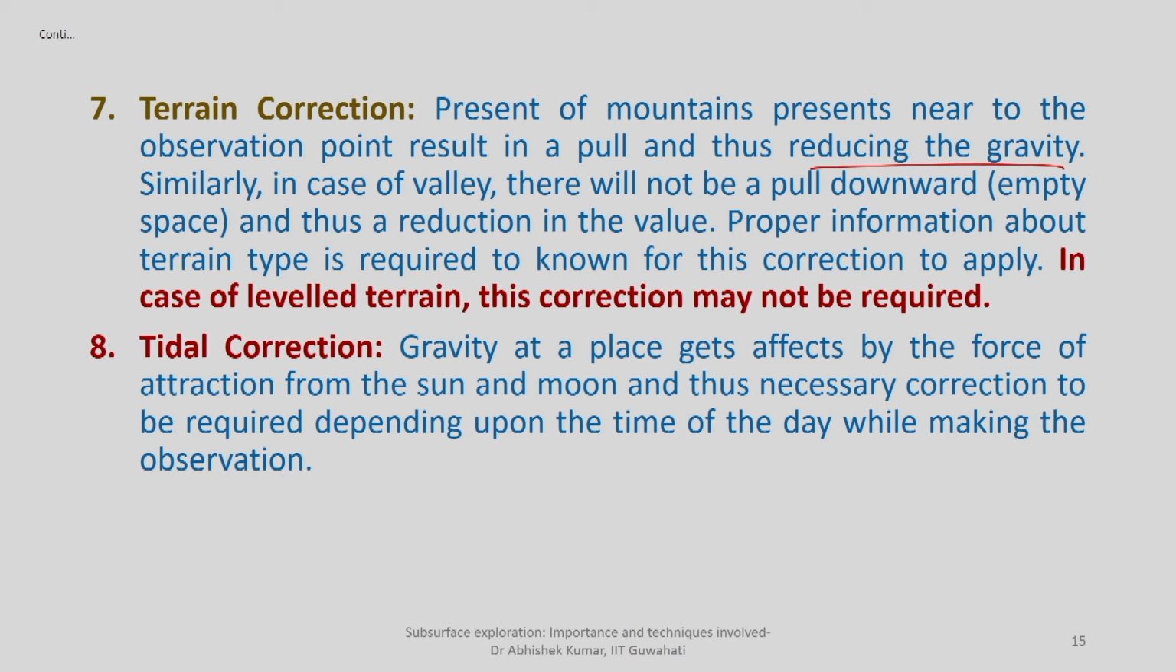Similarly, in the case of valleys, which are actually void spaces, there is no denser medium available. Ideally, if a denser medium were there, it would increase the value, but it is not there. So it is actually reducing the value of gravity at the site of interest. So you have to apply a correction considering the terrain type to account for terrain correction. I would like to highlight here that in the case of a level ground surface or level terrain, this correction will not be required, because there will not be any valley or mountain which is going to reduce your actual gravity at the site of interest.